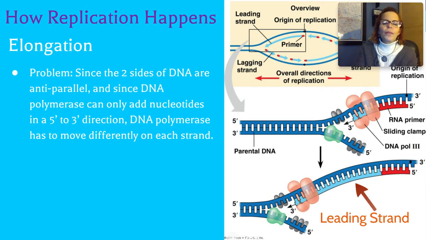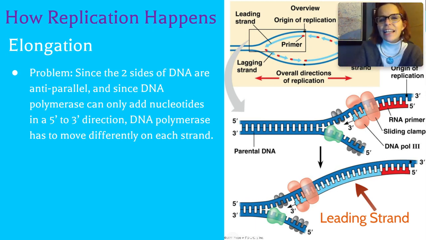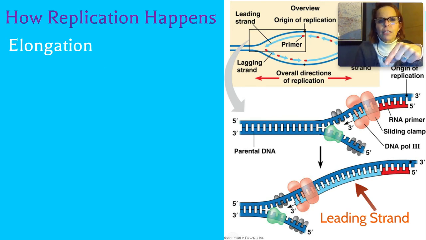All right, so here's a huge problem. And when you first learn about this, it's super confusing. Since the 2 sides of DNA are anti-parallel, I like to draw the analogy of them being one-way roads that are pointing in opposite directions. DNA polymerase builds from 5' to 3'. That means that it's reading the old DNA 3' to 5'.